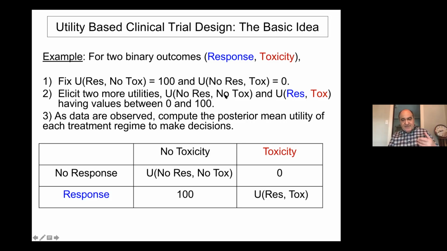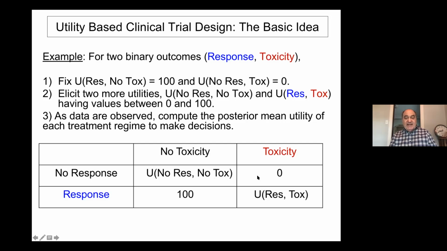And so then I'm going to have to elicit 2 more utilities, and I actually do this. I sit down with my MD collaborators and I ask them, how good are they? So I give them this table where there's 100 here and a 0 here, and I say, well, compared to that upper limit and that lower limit, if the patient doesn't respond, but they have no toxicity, what's the utility of that?